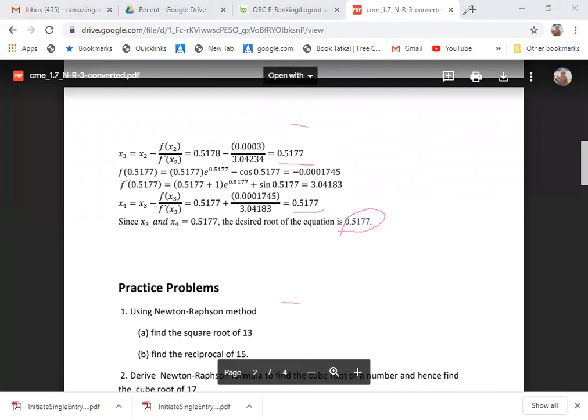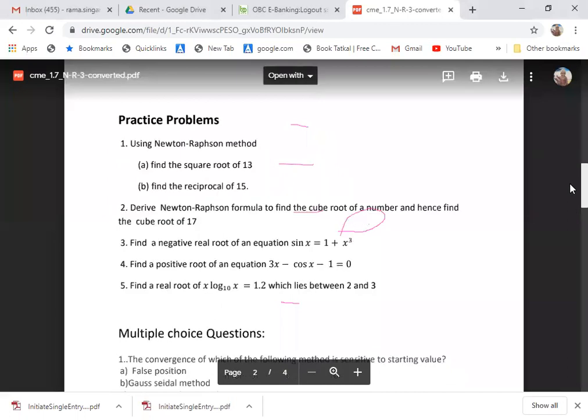So you can solve some more problems that are given here under practice problems.